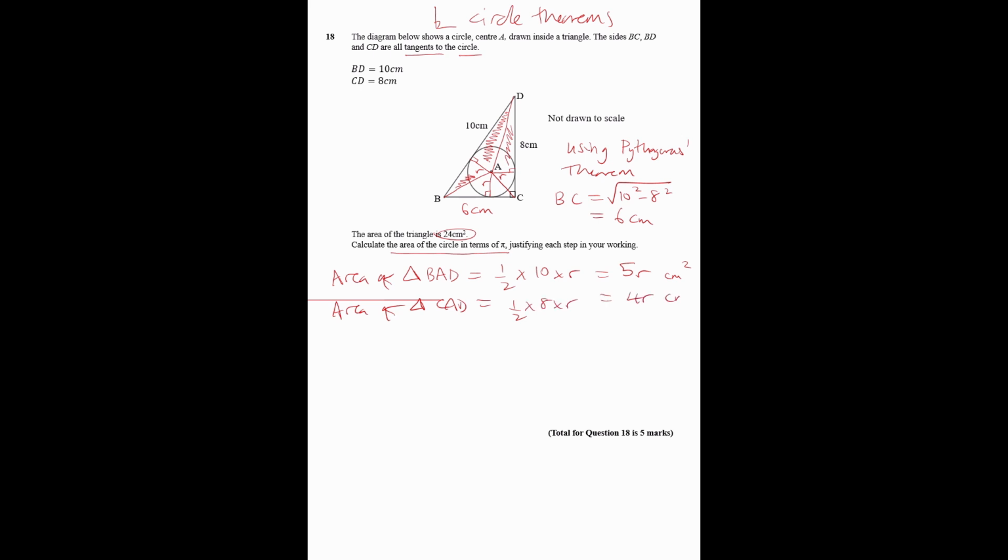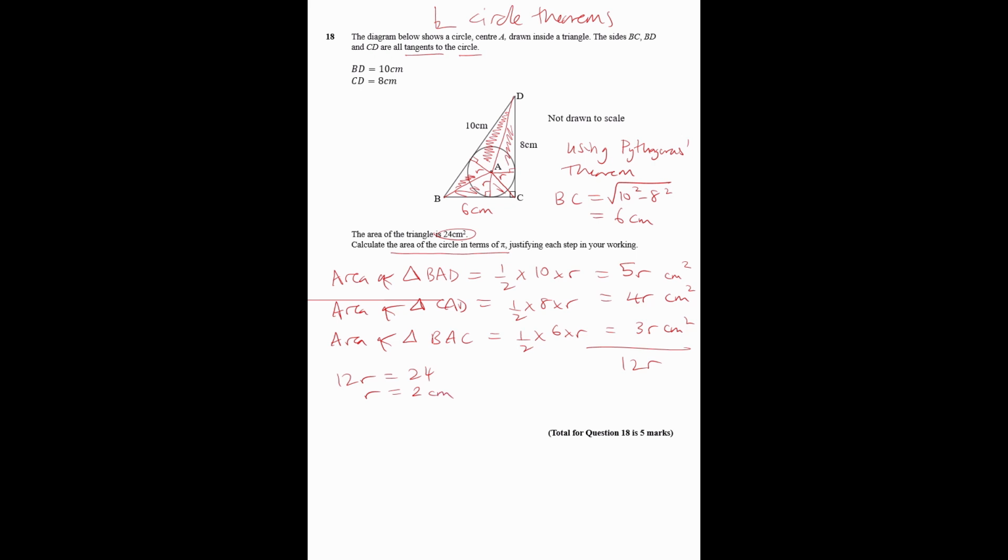That's 4r centimeters squared. And then the area of the final triangle, which is BAC, is just 3r centimeters squared. If I add all of those together, I have the full triangle covered. So that's 5, 6, 7, 8, 9, 10, 11, 12. So 12r is equal to 24. 12r equals 24. That means r equals 2 centimeters.